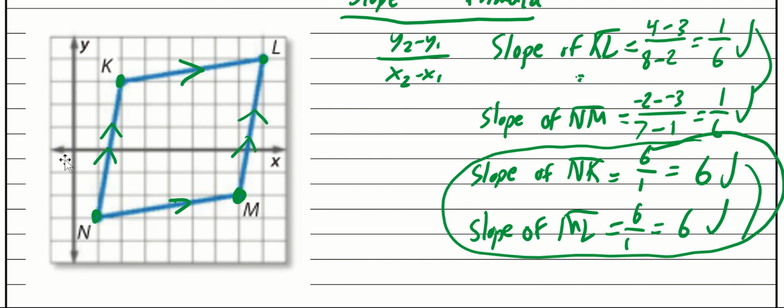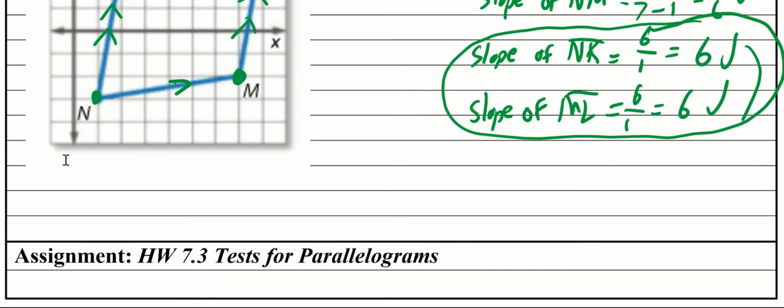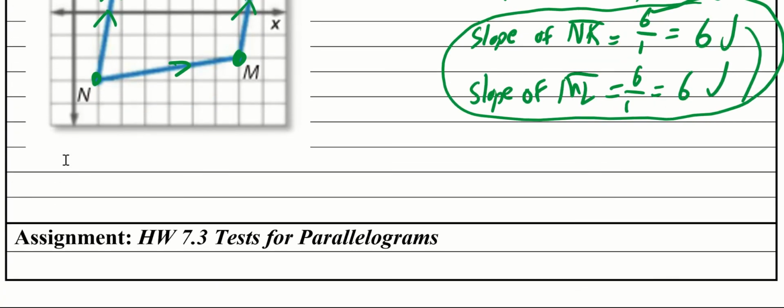Okay, so many different ways that we can see different problems here. The assignment for today is going to be 7.3, test for parallelograms, and we're going to be using all of those ideas on those problems here.